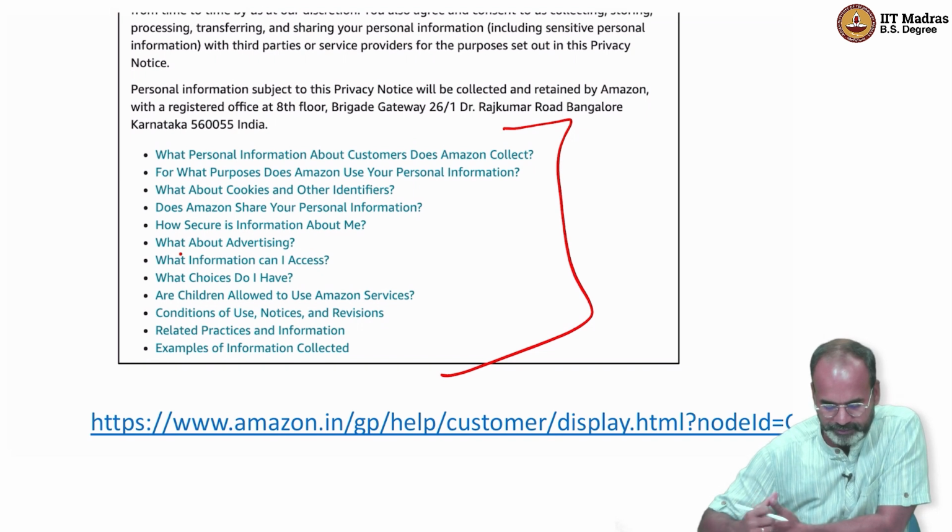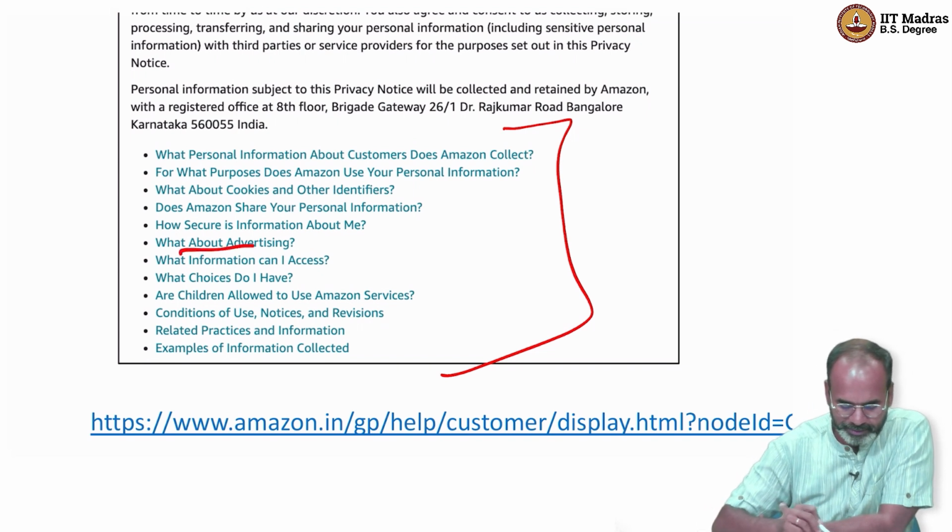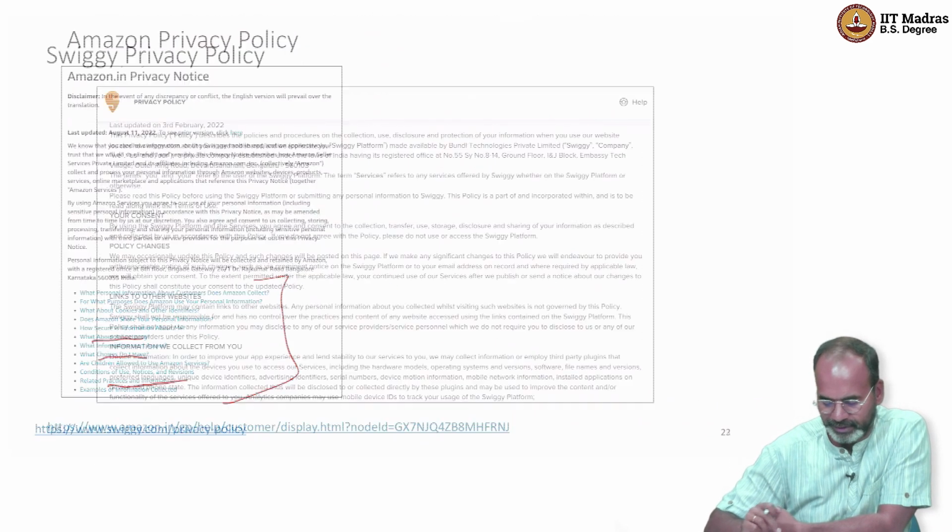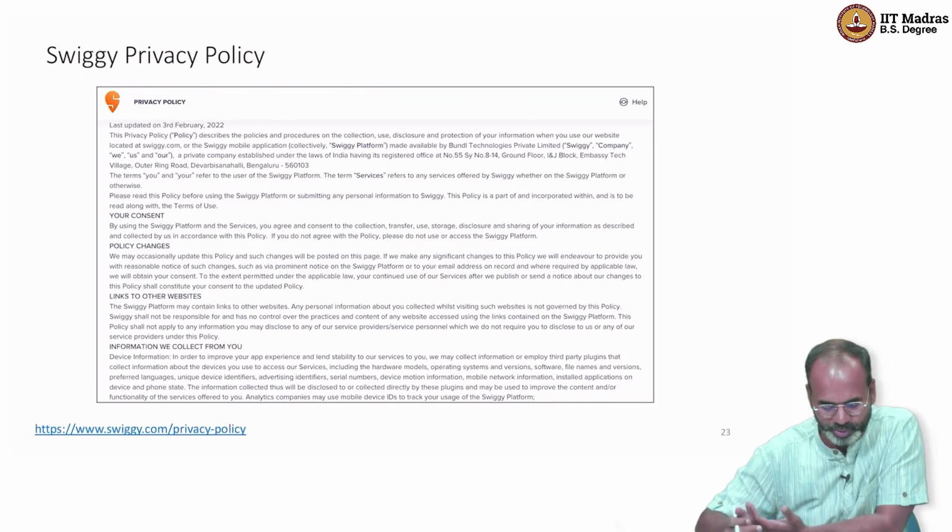What about personal information about customers? For what purposes does Amazon use personal information? What about advertising? What choices do I have? Restricted practices and information. The list is pretty big, right? So that's Amazon, that's Swiggy.